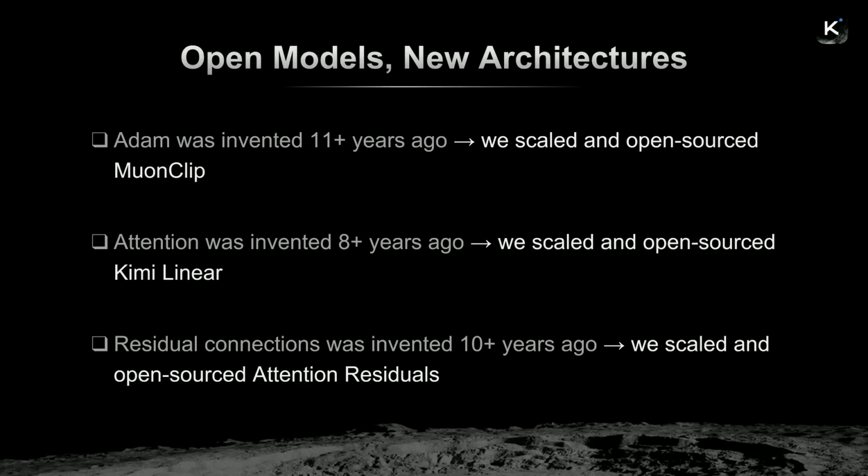So Adam was invented in 2014, and now we scale and open source Muon Clip, a drop-in replacement for Adam. And I'm sure that if you train a transformer LLM, it's going to be much better if you use Muon Clip instead of Adam. And attention was invented over 8 years ago, and now we have Kimi-linear, which is a linear version. We don't have to use full attention across all layers. We can have linear attention that performs better on short and long contexts at the same time. And residual connections are now also challenged. We scaled and open sourced attention residual.